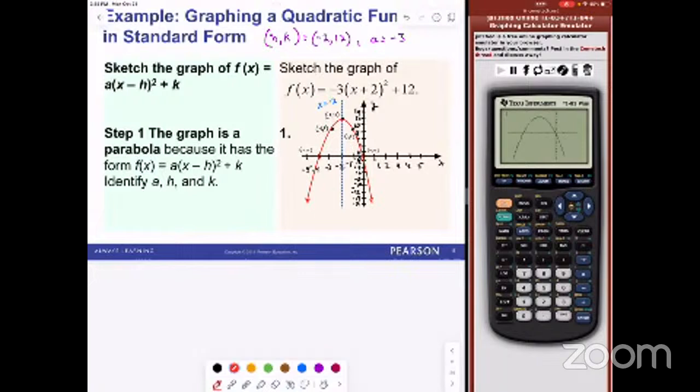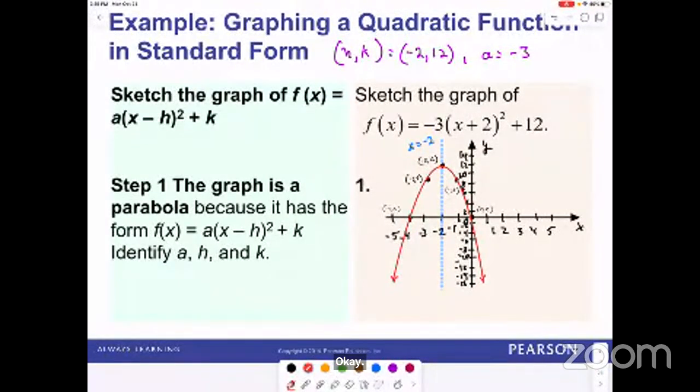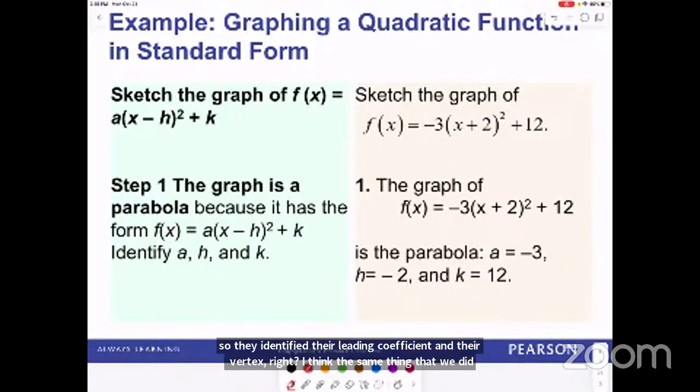Okay. All right, let's keep going. Okay, so they identified their leading coefficient and their vertex, right? I think the same thing that we did. They plotted the vertex. They found their intercepts, so x-intercept, y-intercept, and they got a similar image to what we have.